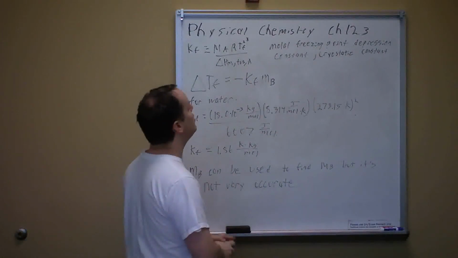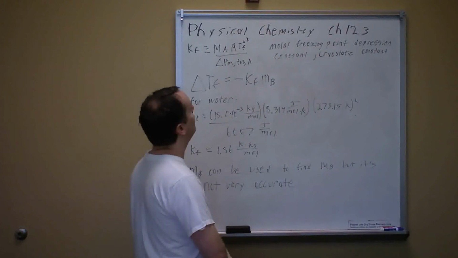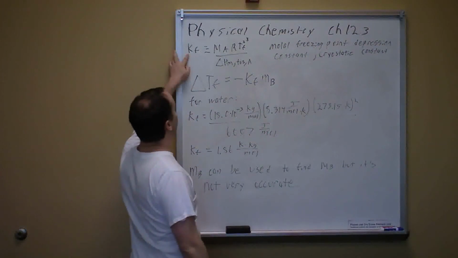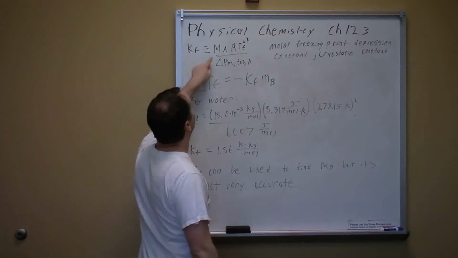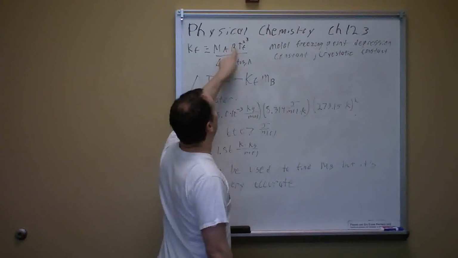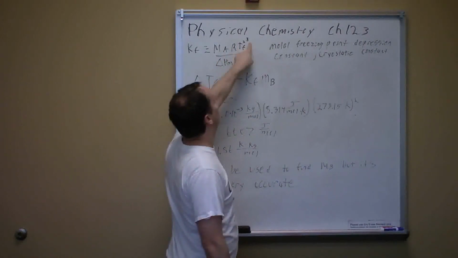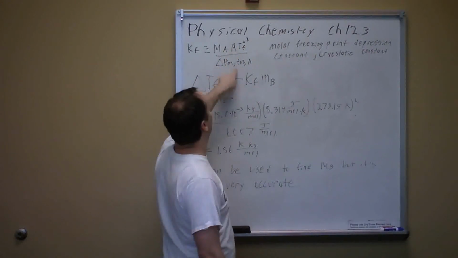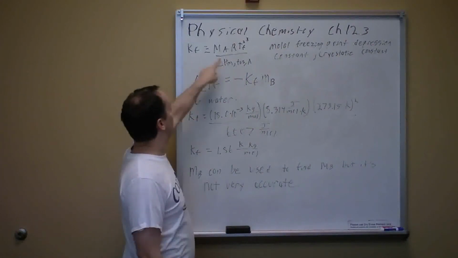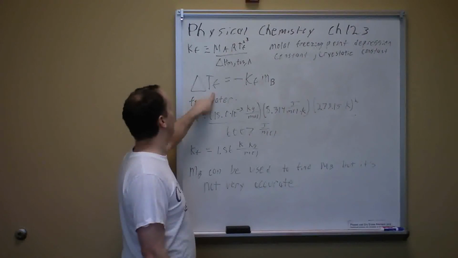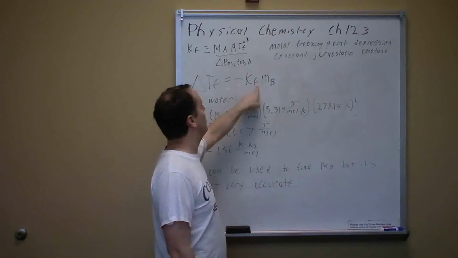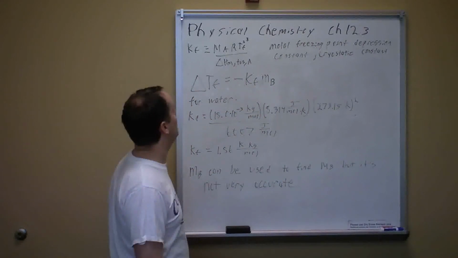Continuing on physical chemistry, chapter 12, section 3, we're finishing up freezing point depression. So we defined the freezing point depression constant, Kf, as just the molar mass of the solvent times R times Tf squared, star, that's unmixed, divided by the molar enthalpy of fusion for the solvent. So, substituting that back in, we just have the change in freezing point temperature is equal to minus the freezing point depression constant times the molality of B.